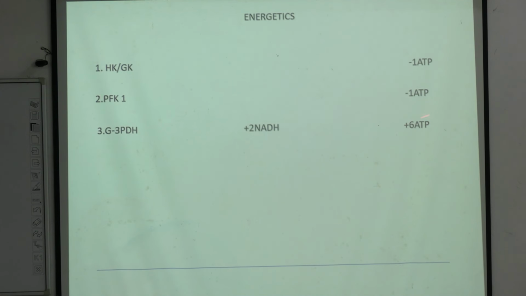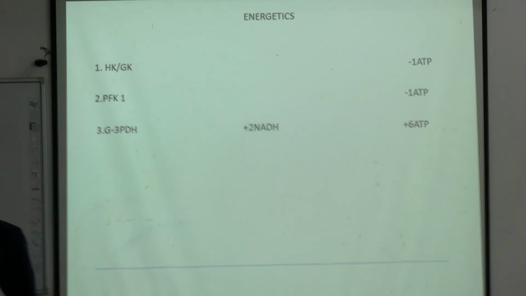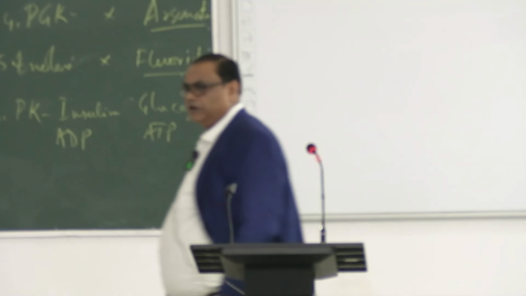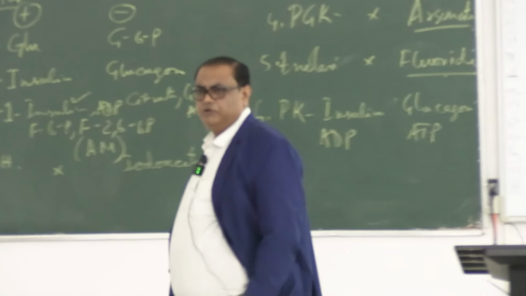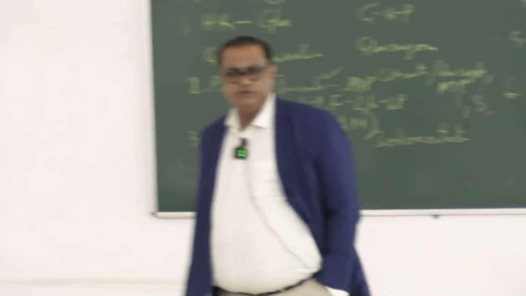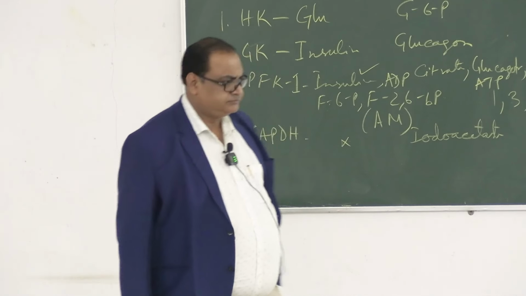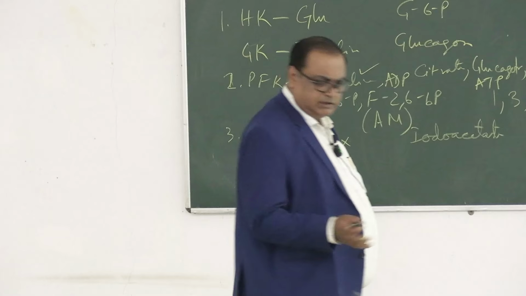So these 6 ATP are produced from these 2 molecules of NADH via the electron transport chain, considering that no energy is lost or leaked during the process of oxidation. 1 molecule of NADH will produce 3 molecules of ATP as a whole.